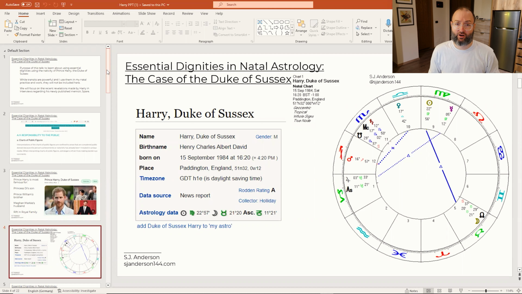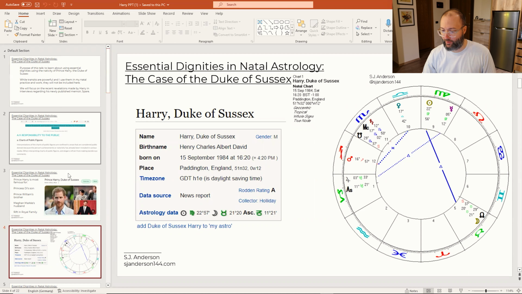I find it to be very accurate, given just what I've looked at here. It seems like this is a chart that's working very, very well. 15 September 1984, 4:20 p.m. in Paddington, England is how you can punch up the nativity of Prince Harry. And so let's keep going here.